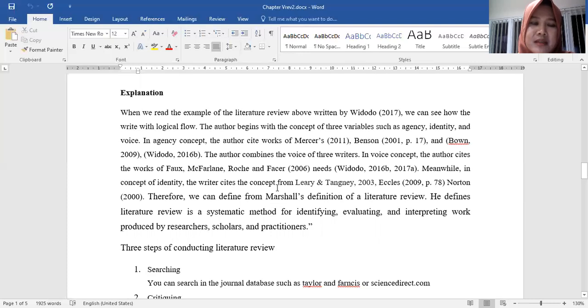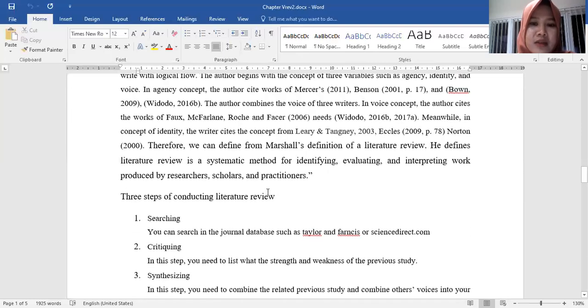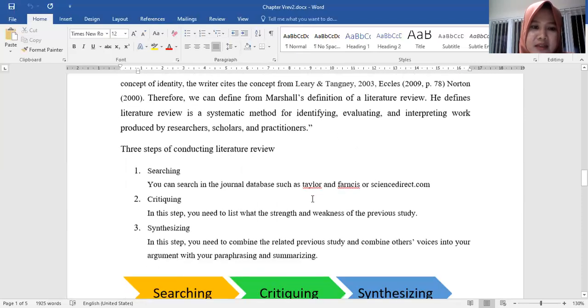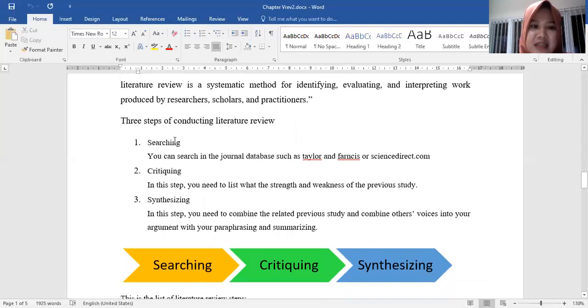It is very important because you have to read many previous studies, and then you have to try to perceive them in your own writing. So here are the steps that you need to do for starting your literature review. Firstly, you have to search. You can search in journal databases, such as Taylor and Francis or ScienceDirect.com. I have already explained in our first meetings how to navigate the appropriate references for your writing. So the first thing you have to do is searching, which means doing navigation.